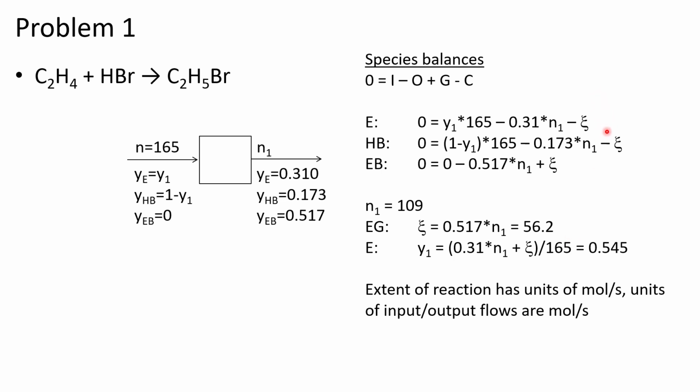And then from the ethylene balance, we're going to solve for y1. If you rearrange this equation up here, y1 is 0.31 times N1 plus xi, divided by 165. We end up then with a value of 0.545.